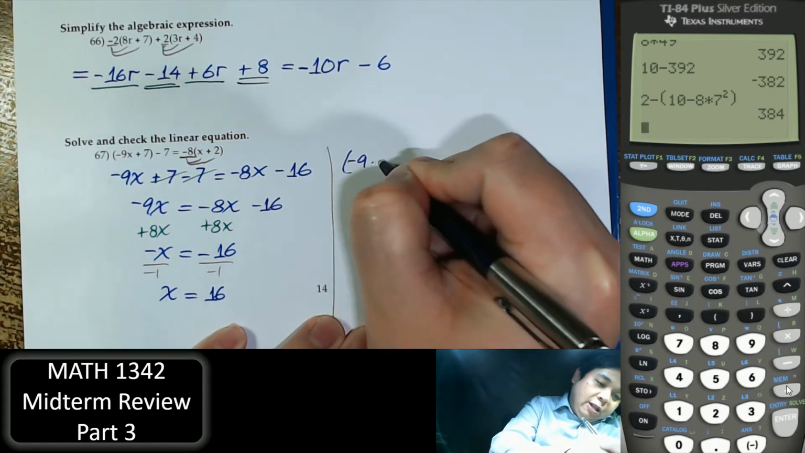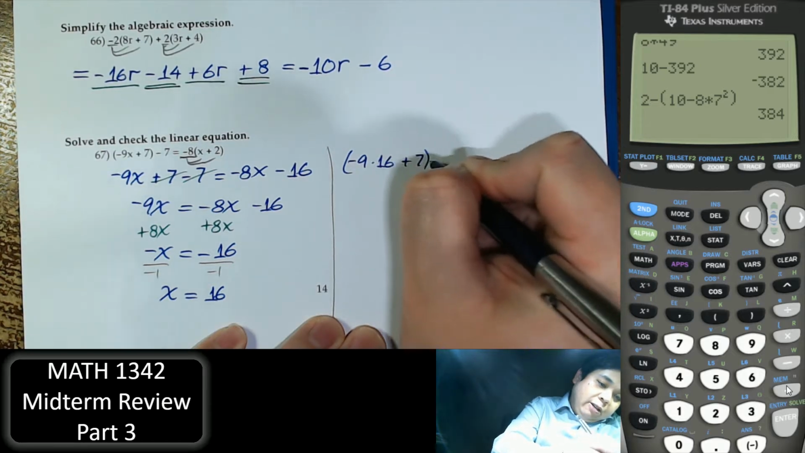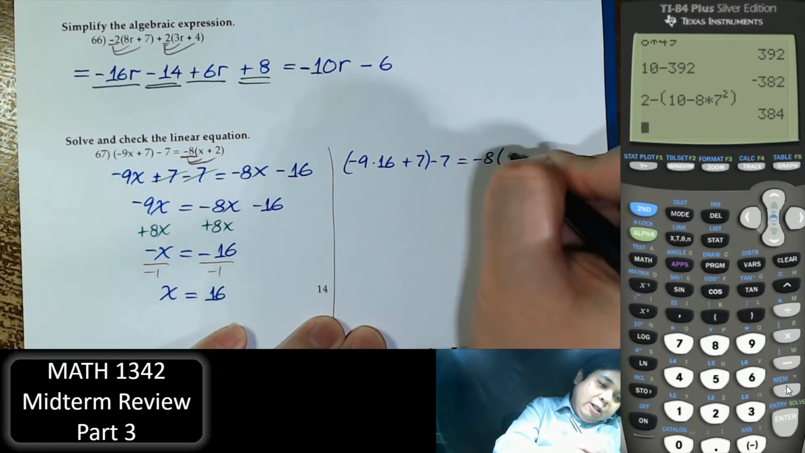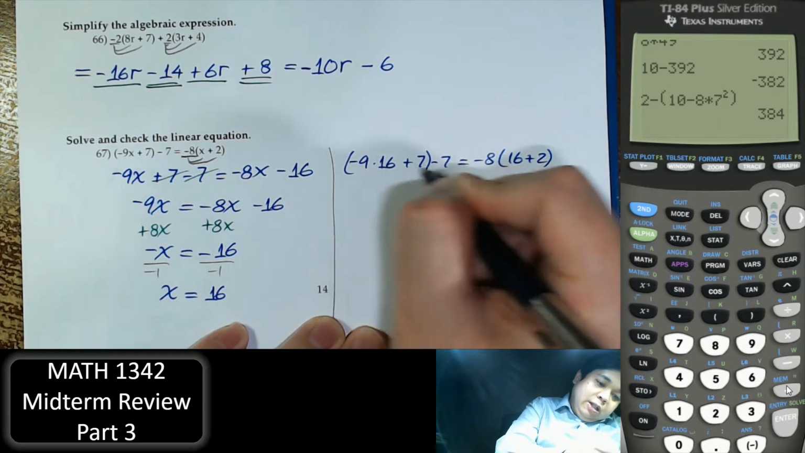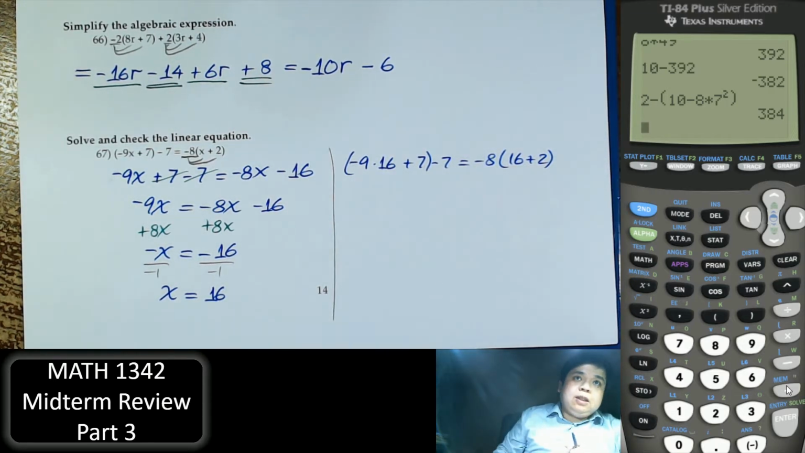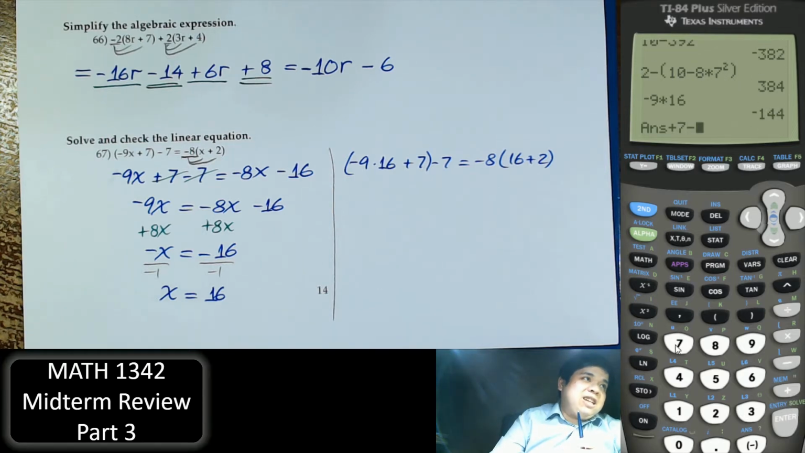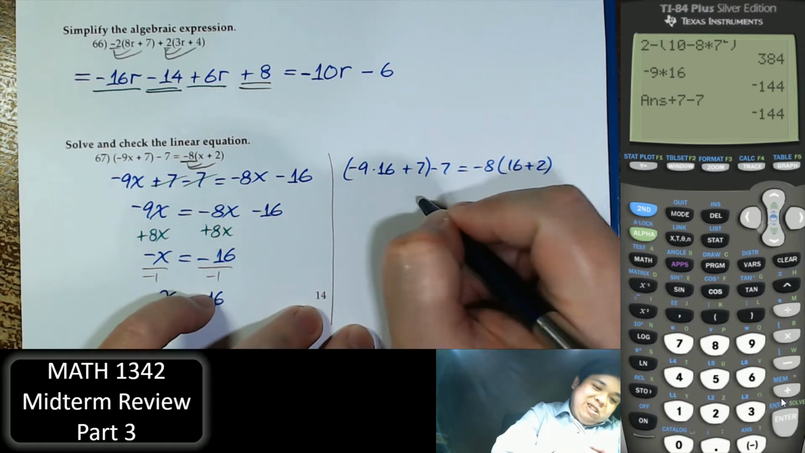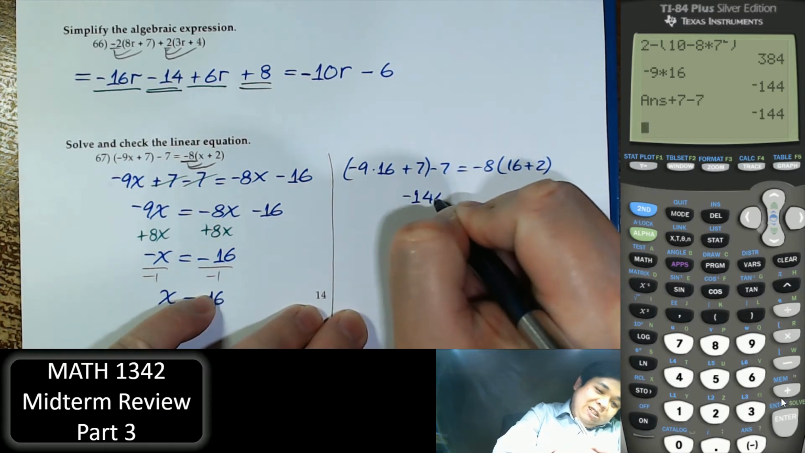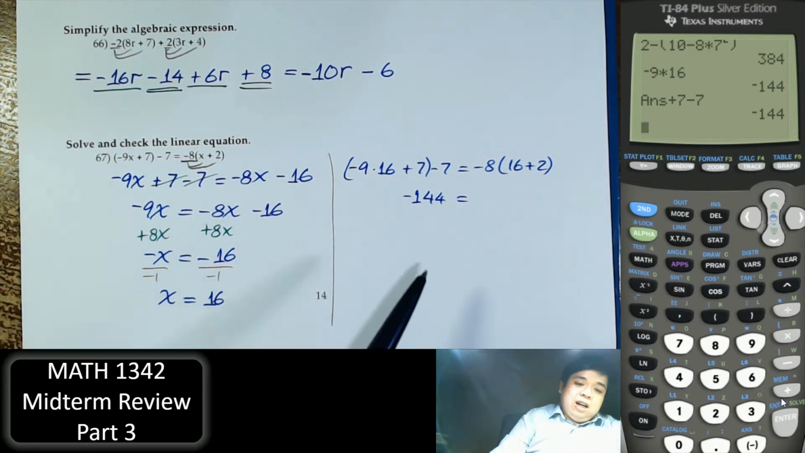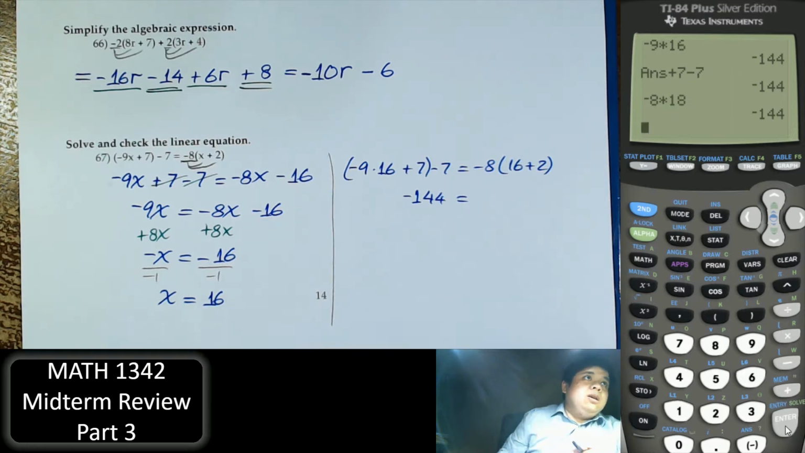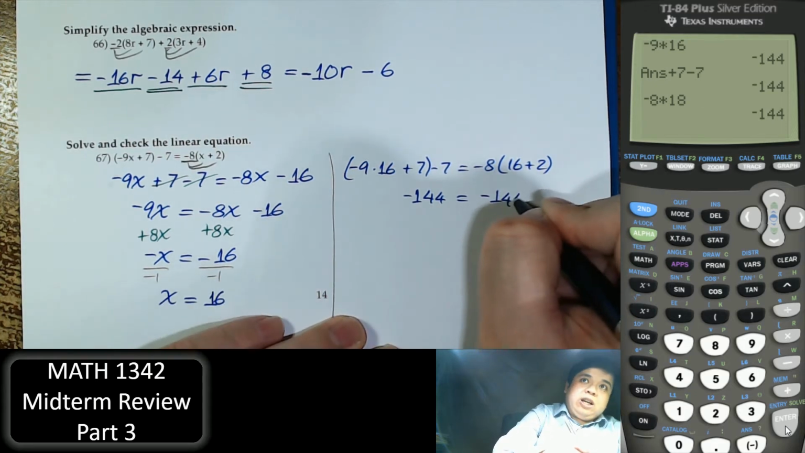Negative 9 times 16 plus 7 minus 7. Negative 9 times 16, then plus 7 minus 7. That's silly, but that's still negative 144. The right-hand side, just negative 8 times 18. Negative 144. Yeah, so check, both sides are equal.